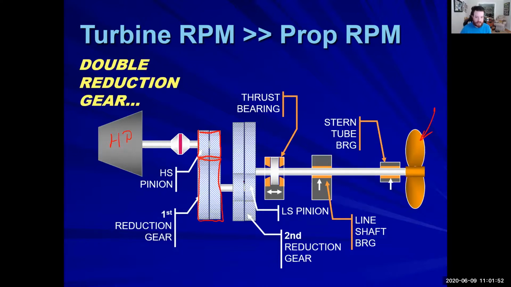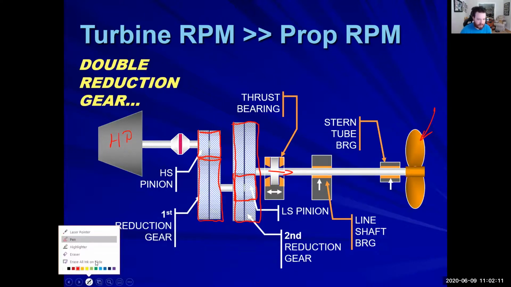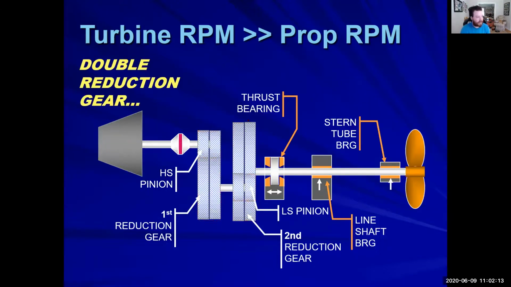And again, we're going to do the same thing. We go into another pinion and we go into a second reduction gear, which is actually called our bull gear. And then from there, we go out into a direct shaft to the propeller. That is how our reduction gears are going to be working. And we're going to have another set for the LP turbine as well.